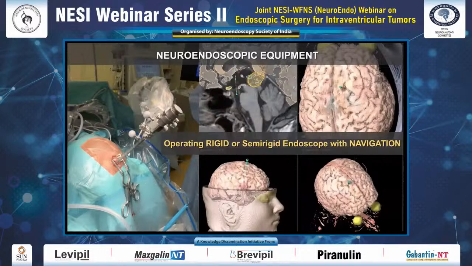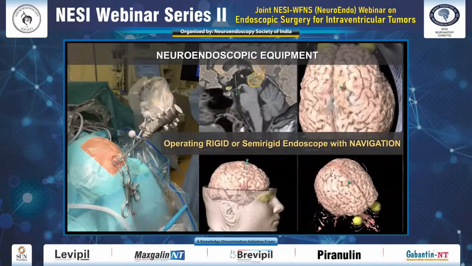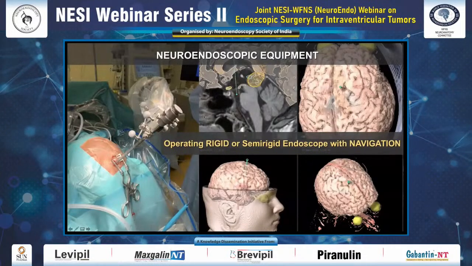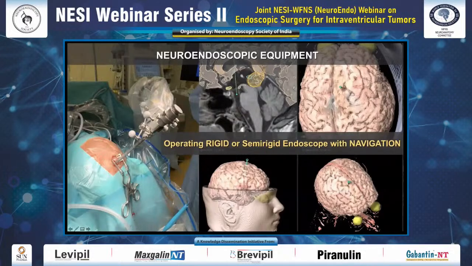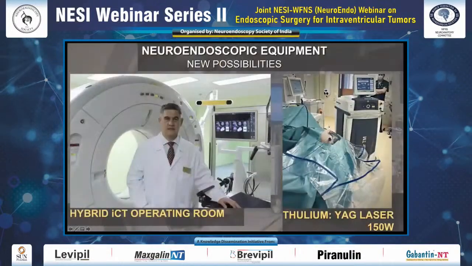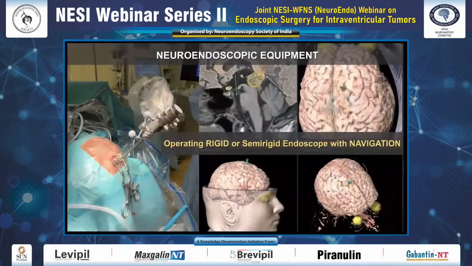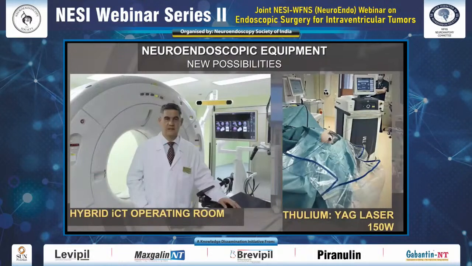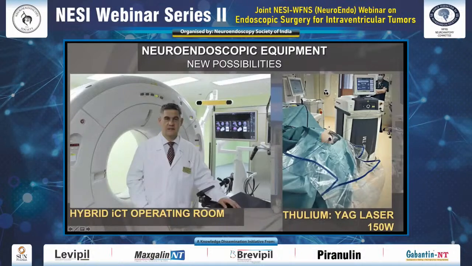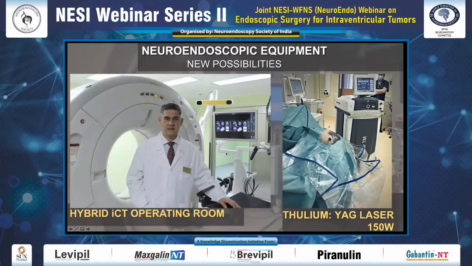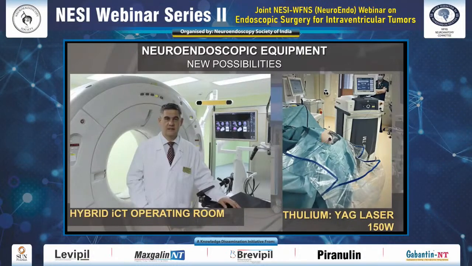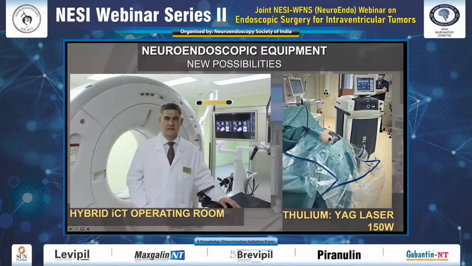Also very important in endoscopy now is the neuronavigation system. So again, we also use the neuronavigation system and it's possible to navigate the operation site of the endoscope, and it's very important, especially in difficult cases. New possibilities that we have also open new horizons for this kind of surgery. For example, we have a hybrid CT operation room with navigation system during operation, especially in difficult cases, where we have great possibilities, for example, for orientation.